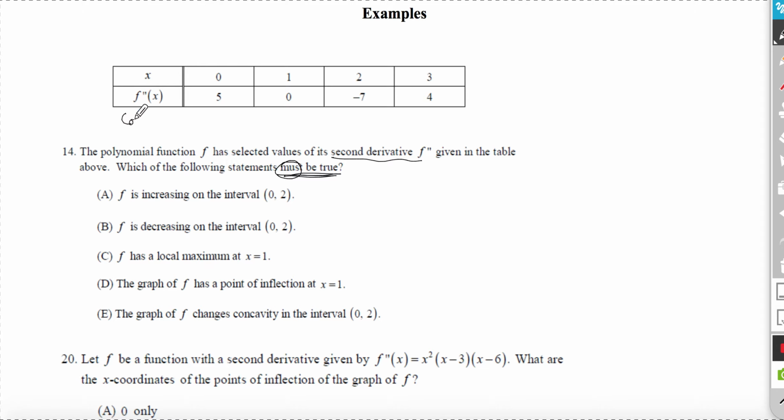Second derivative tells me about concavity, right? Second derivative tells me about concavity. I only have specific points. I don't know what goes on between these x values, but I do know these specific points.